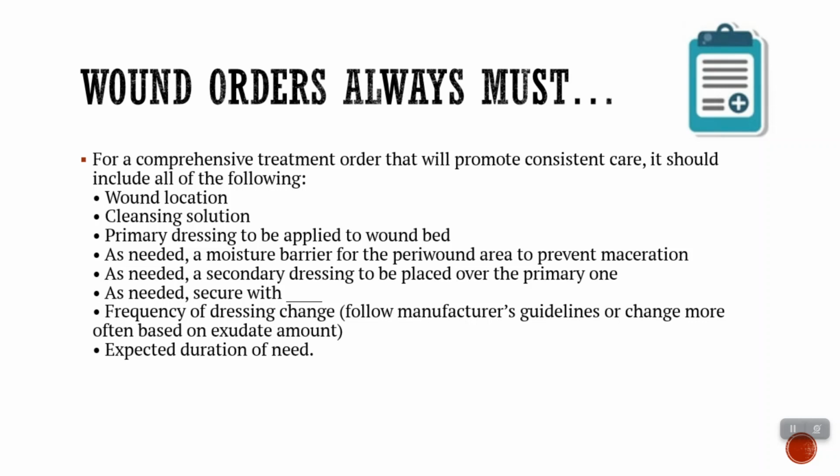For a comprehensive treatment order that will promote consistent care, it should include all of the following: the wound location that the wound order is for, cleansing solution used to clean the wound, primary dressing to be applied to the wound bed, as needed a moisture barrier for the peri-wound skin to prevent maceration and breakdown, as needed a secondary dressing to be placed over the primary one, as needed secure with, is it tape? Is it a gauze tube? So you need to have identified what the dressing is going to be secured with.